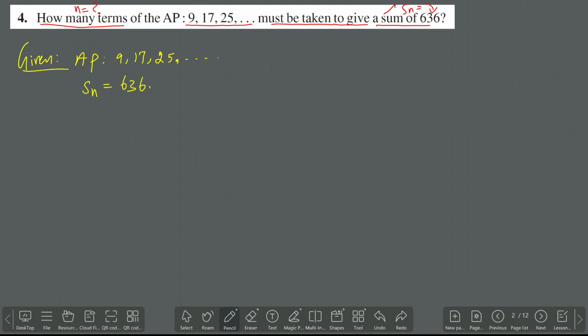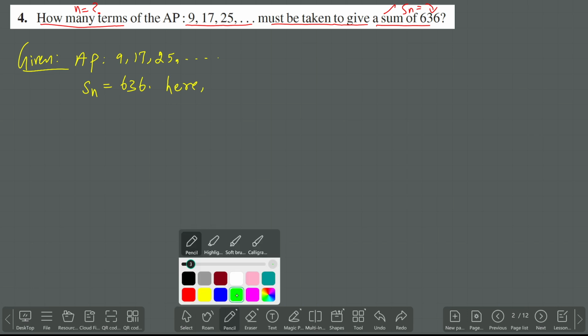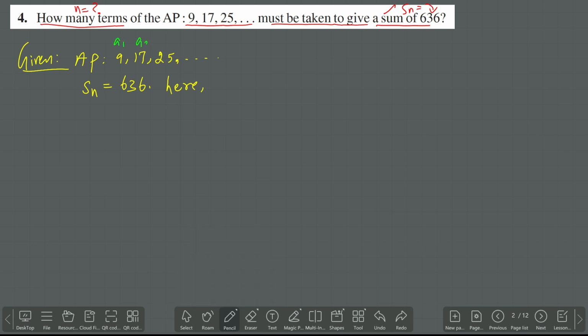Listen. So, SN formula we know very well. By using the AP, we can find A value, D value, everything very easily. This is my A1, A2, A3. So when I find the A value, A in the sense that is A1. A1 value is what? 9. When I go to find the D value, D in the sense A2 minus A1, which is equal to 17 minus 9, which is equal to 8.